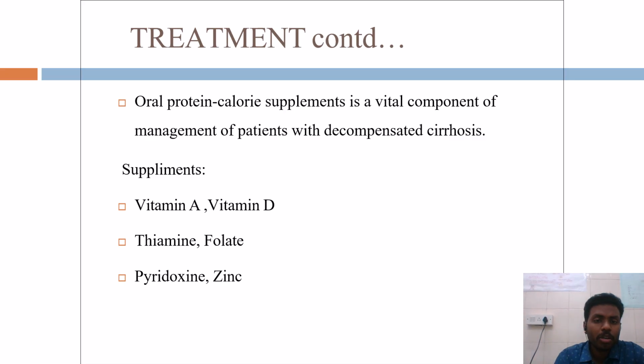Along with these oral medications, dietary pattern is very important. Oral protein calorie supplements are a vital component of management of patients with decompensated cirrhosis, and supplements of vitamin A, vitamin D, thiamine, folate, pyridoxine, and zinc are the other treatment modalities.